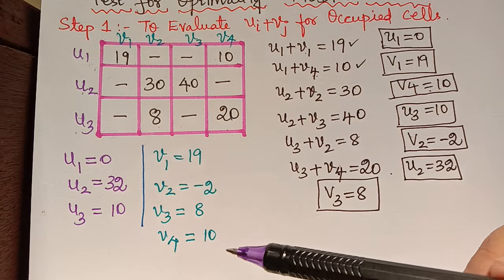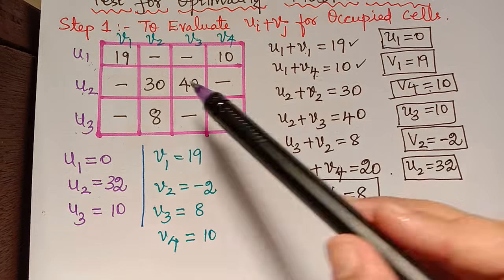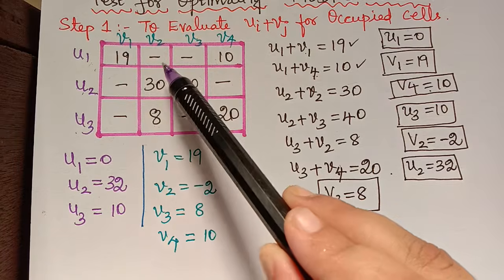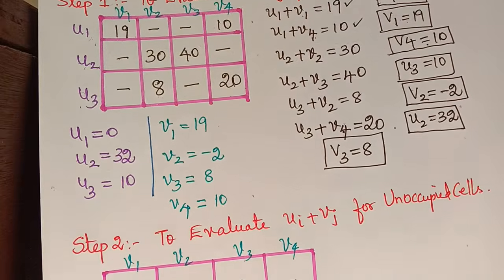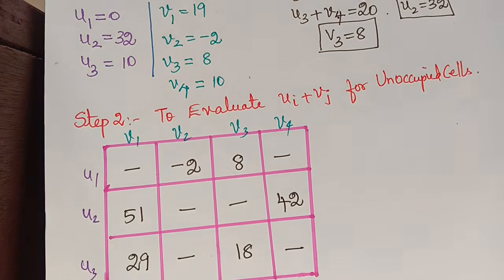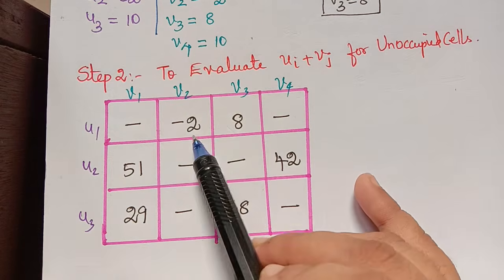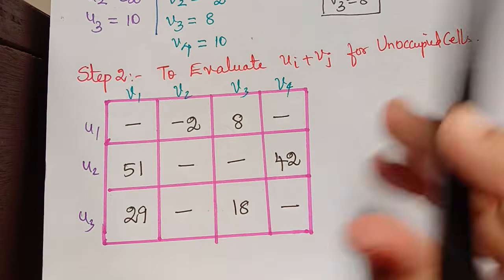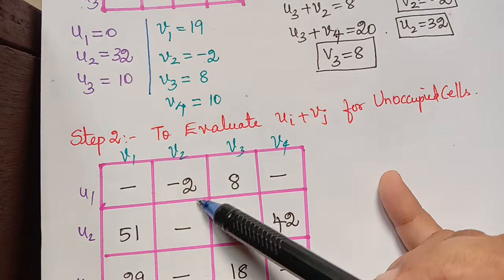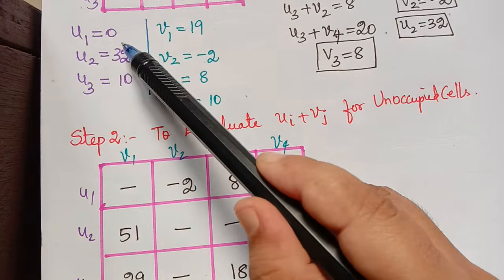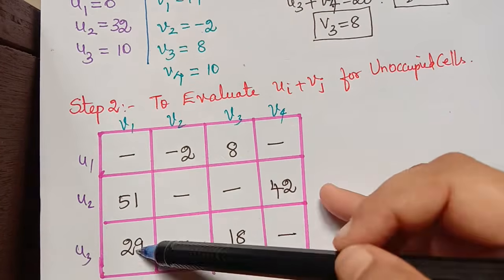Now we have to move on to step 2. Step 2 is evaluation of ui plus vj for unoccupied cells. So the occupied cells have to be hyphenated now, and the unoccupied cells have to be filled. Using these values of ui's and vj's, we evaluate ui plus vj for the unoccupied cells. For example, this value will be u1 plus v2. What is u1? It is 0. v2 is minus 2. So 0 minus 2 is minus 2. This is u1 plus v3. u1 is 0. v3 is 8. So it is 8. Like that we have to fill the other cells also.